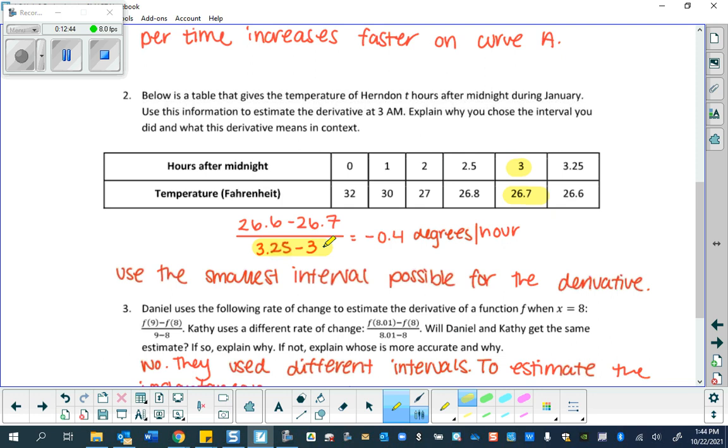So I'm not going to look at the time closest to midnight. That's where it's the furthest from what I want. I'll get the greatest average, but I want to know the instantaneous rate, the derivative, the smallest rate of change. So I can see that it's changing 0.4 of a degree an hour. On general principle, we want to make sure that we are using the smallest interval possible.